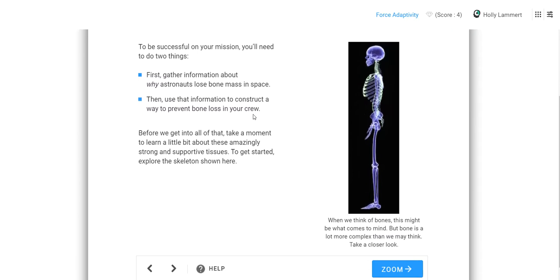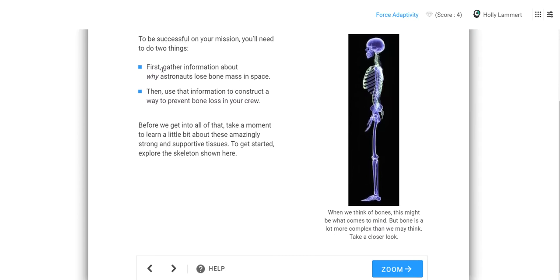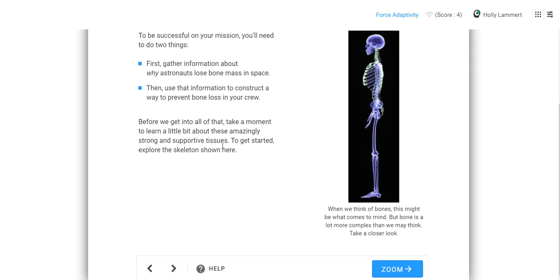If we take a closer look, you'll need two things. First, gather information about why astronauts lose bone mass in space. Then use that information to construct a way to prevent bone loss in your crew. Before we get to all that, take a moment to learn a little bit about these amazingly strong and supportive tissues. To get started, explore the skeleton shown here.